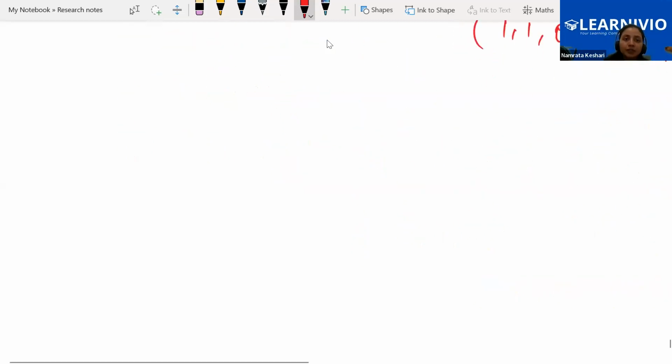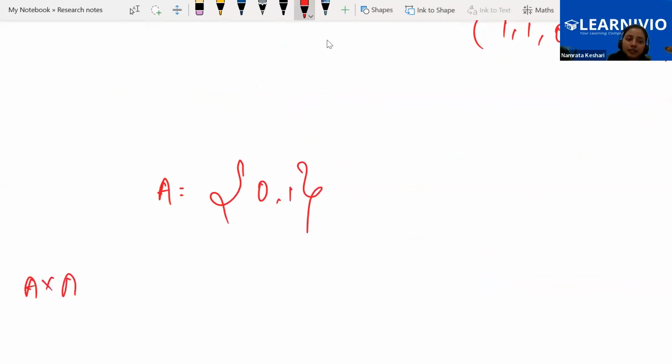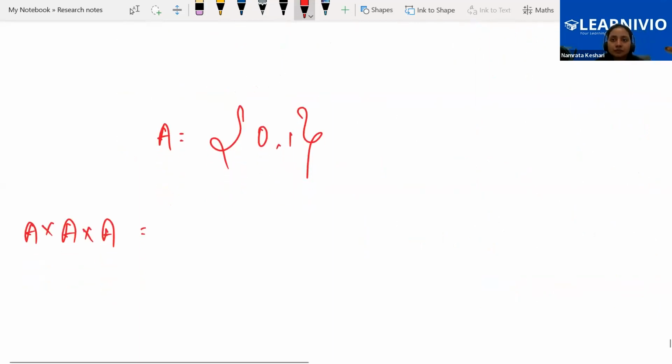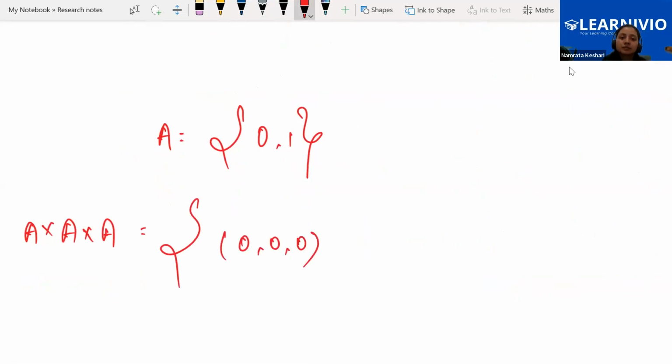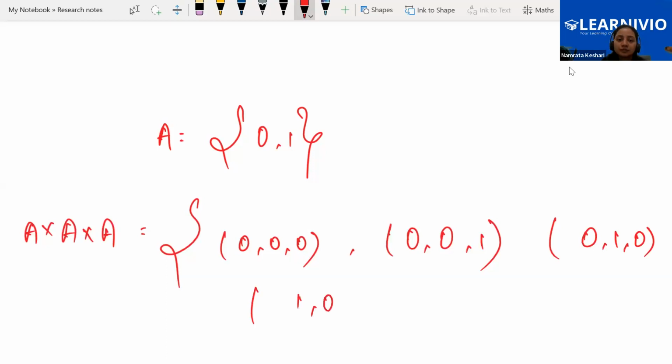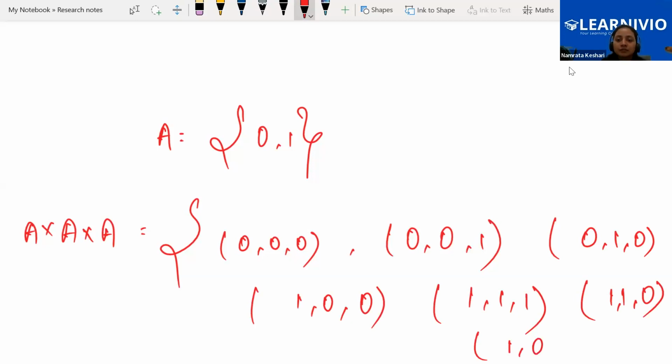Yes, Naufal, tell me. If a set is having just 0, 1, what will be A cross A cross A? Yes, Naufal. 0, 0, 0. 0, 0, 1. 0, 1, 0. 1, 0, 0. 1, 1, 1. 1, 1, 0. 1, 0, 1. 0, 1, 1. Okay.